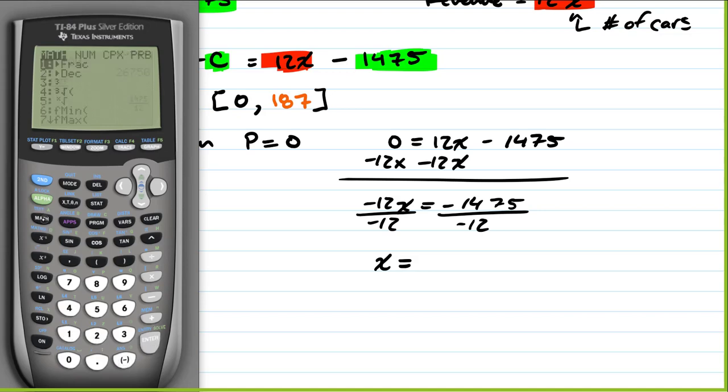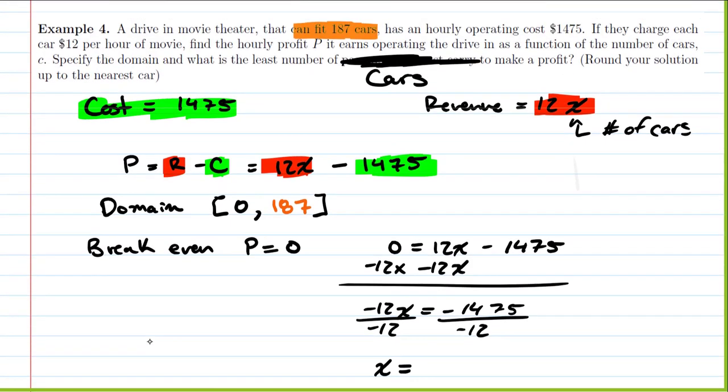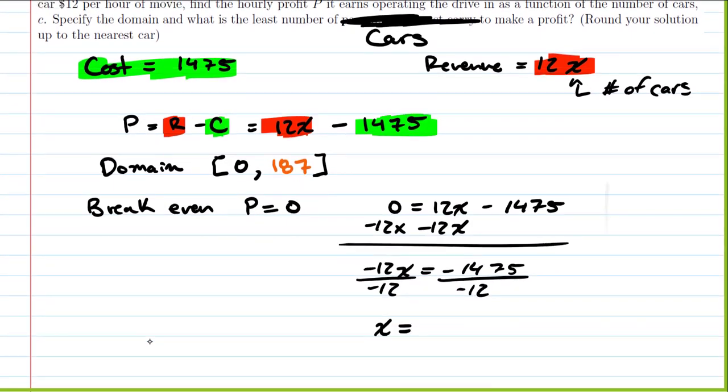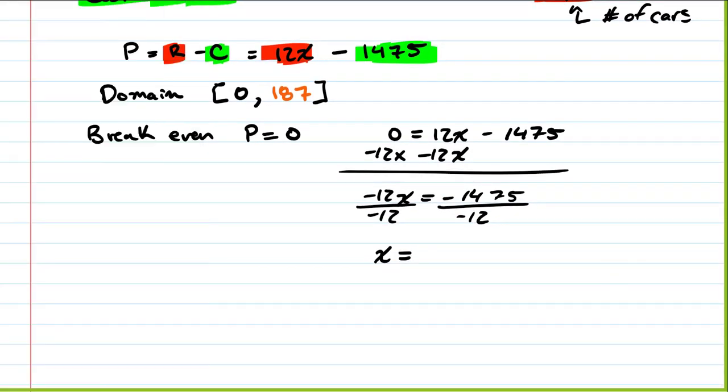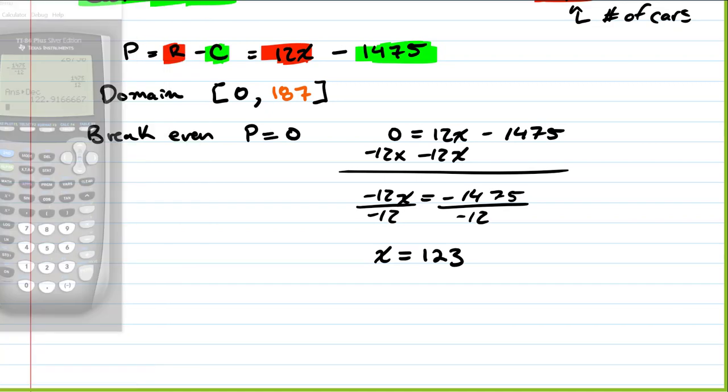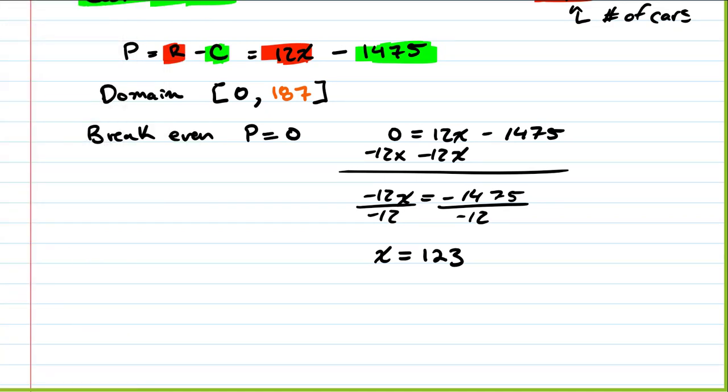We need a fraction, so we go math. We don't want a fraction, we want a decimal. And we get 122.91, but we're talking about cars and we're supposed to round up to the nearest car, because you can't have a fractional car. So for them to break even, they would need to have 123 cars present each hour.